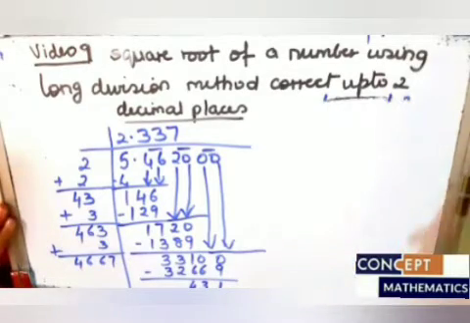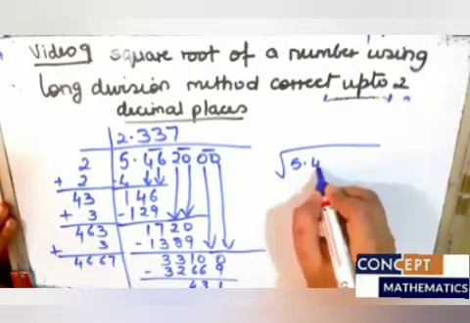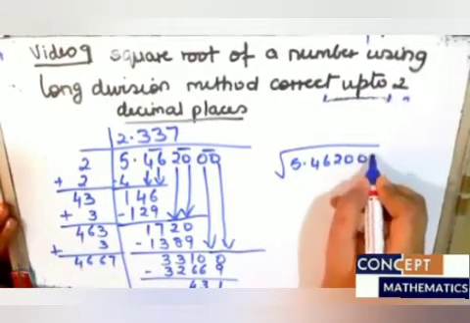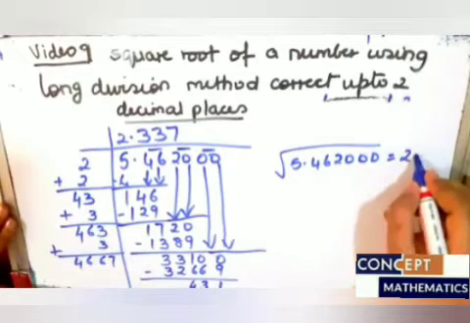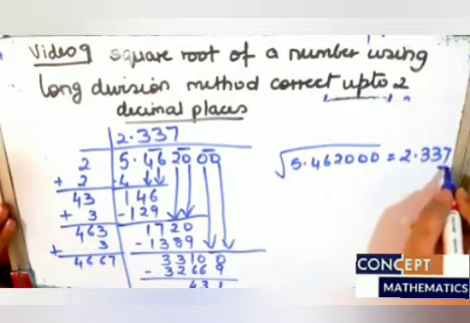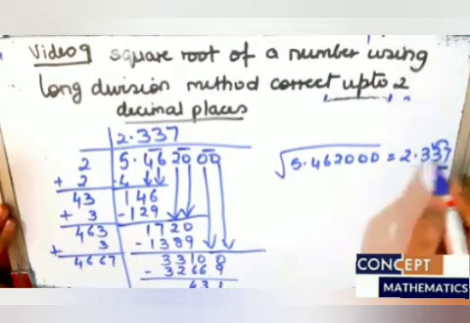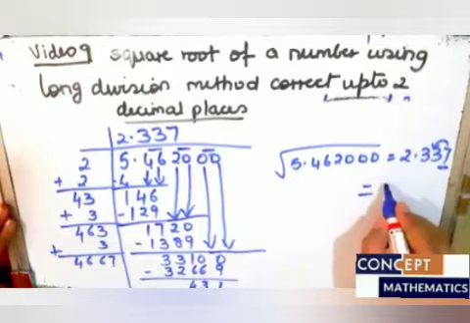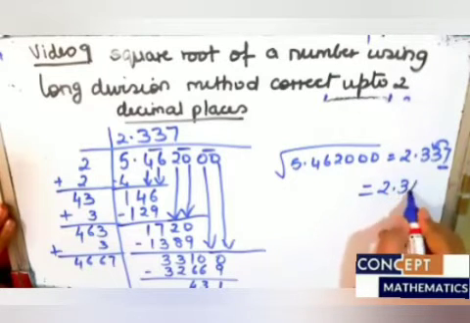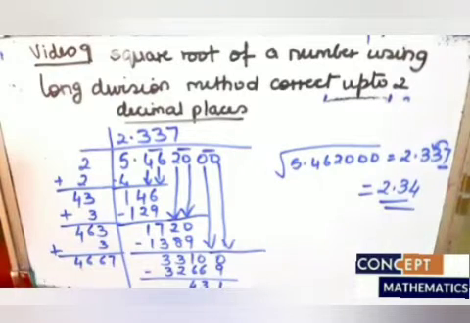So the square root of 5.462000 is 2.337. When the third digit is 5 or more than 5, you round up, you add a 1 to the previous number. So your answer would be 2.34. So the square root of 5.462 is 2.34.